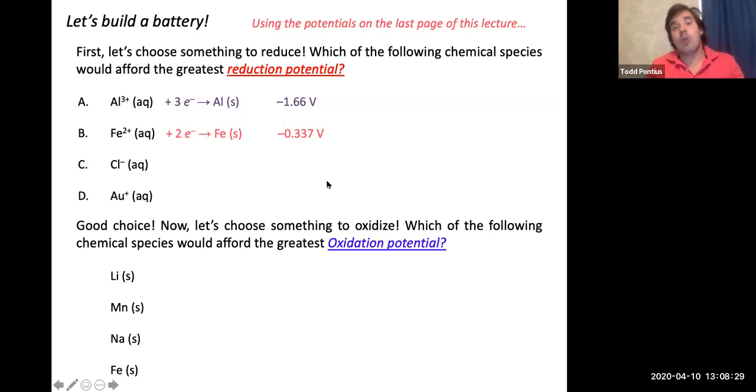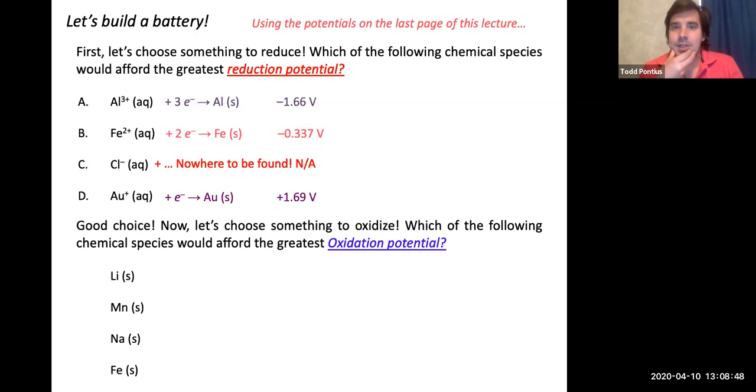Chlorine, well, chloride. Turns out that Cl minus doesn't have a value on there. It's nowhere to be found, so it's non-applicable. And then finally, Au plus, going to solid gold, is positive 1.69 volts. So the most favorable one is gold. So gold is going to be in our battery.